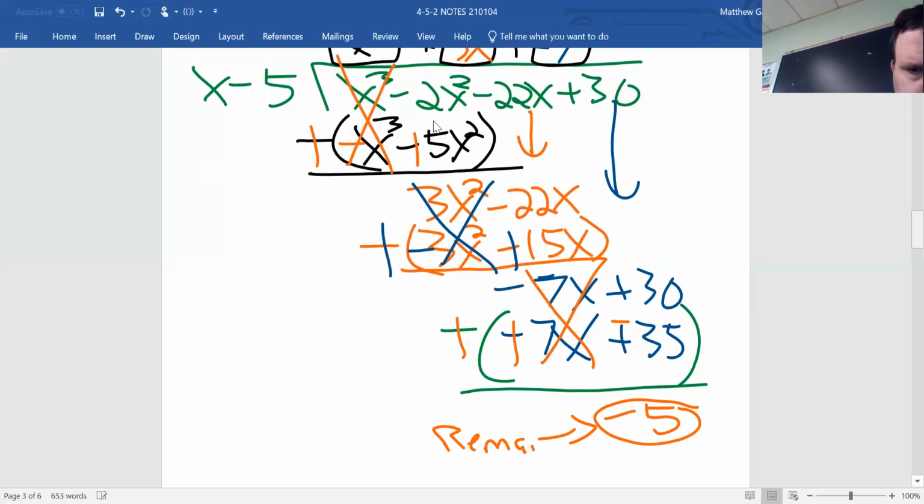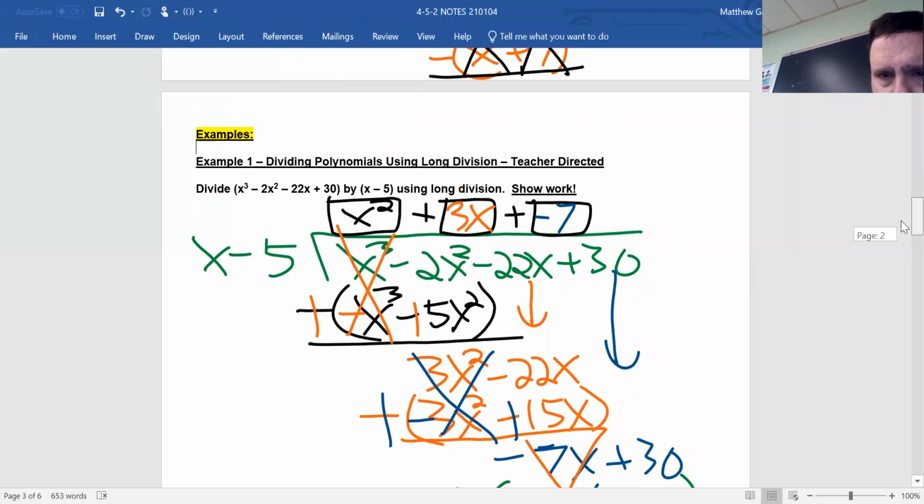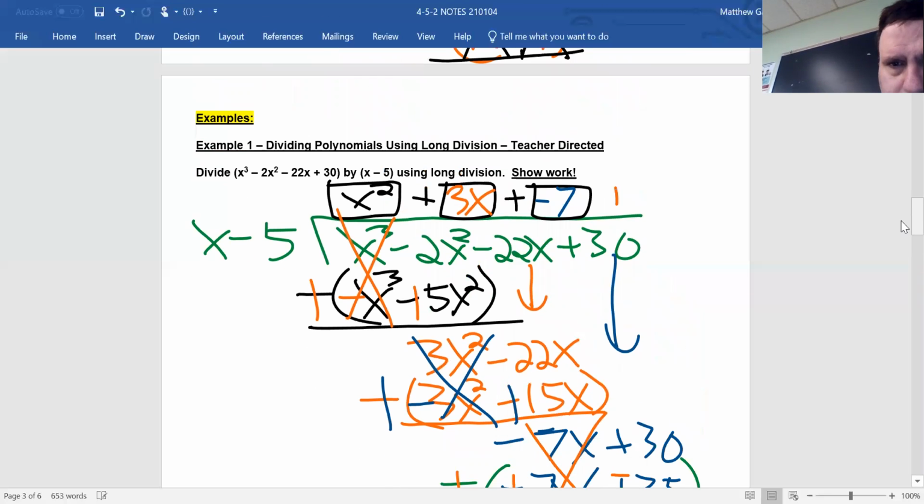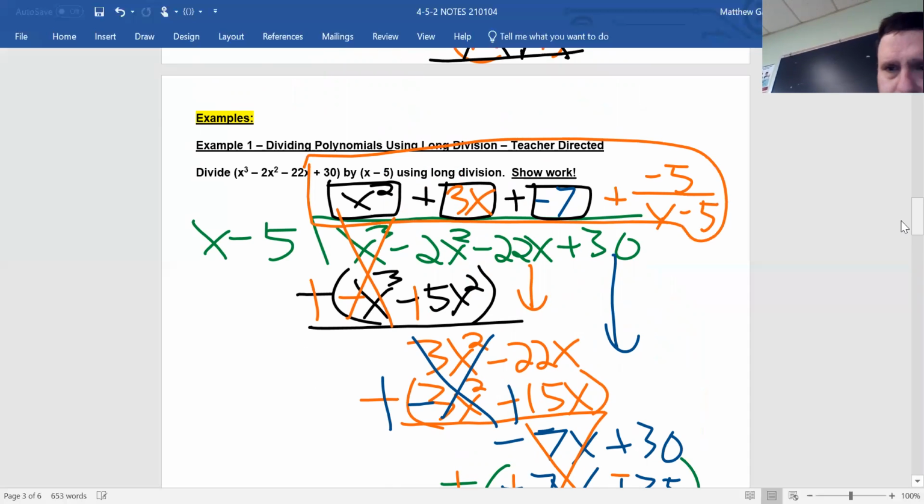So when we write our remainder, we do it in the following way. Your remainder is negative 5. So it's plus, this sign's always a plus, negative 5 over the divisor, x minus 5. So you can just circle this in, and that's going to be your answer.